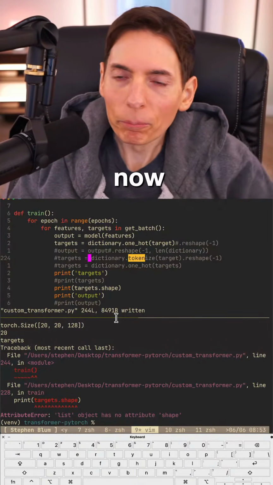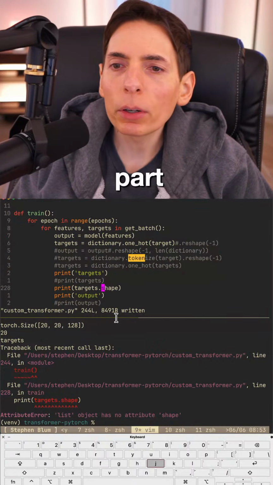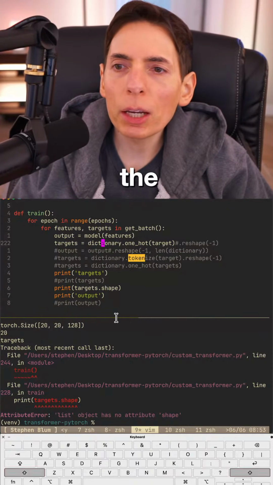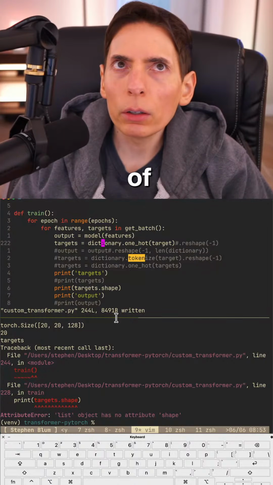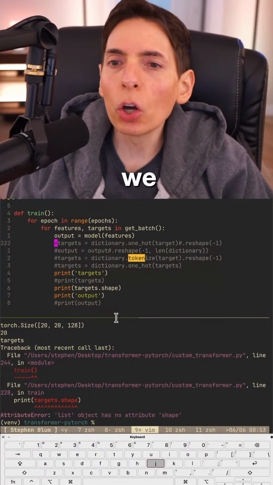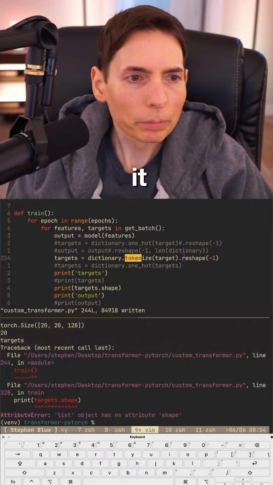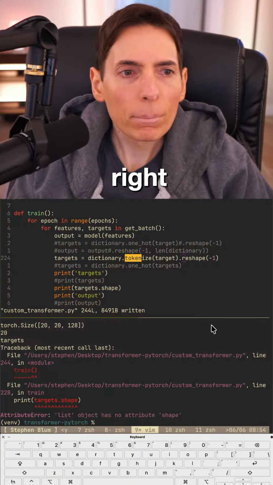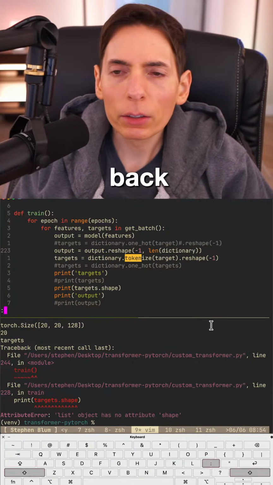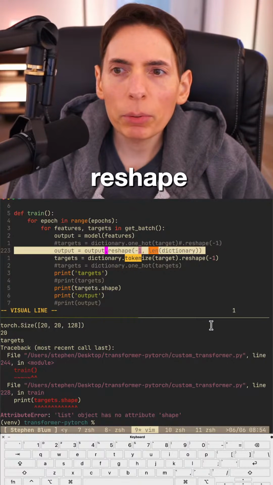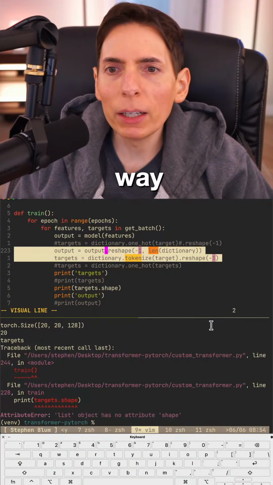All right, where are we at right now? We need to figure out where our things are. I understand this part here. I do want the shape, so I believe it's just a vector of, so we need to tokenize this. That's what we've got to do. We've got to tokenize it. And then I need to bring this back. Okay, so output reshape -1, length of the dictionary, and then tokenize reshape. That way they match a little bit better.